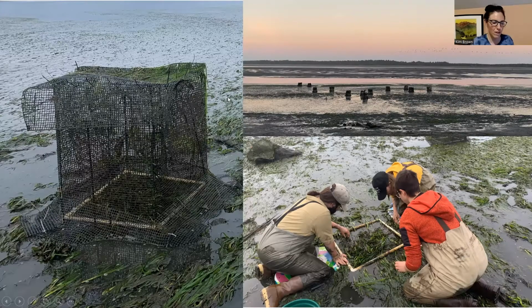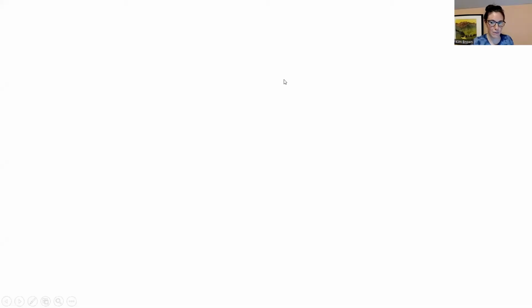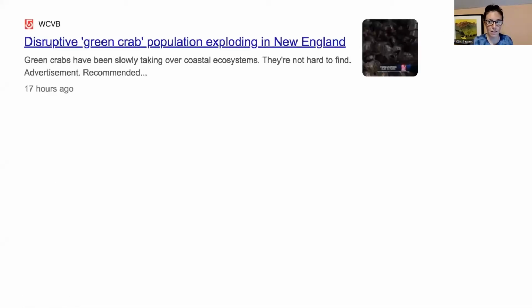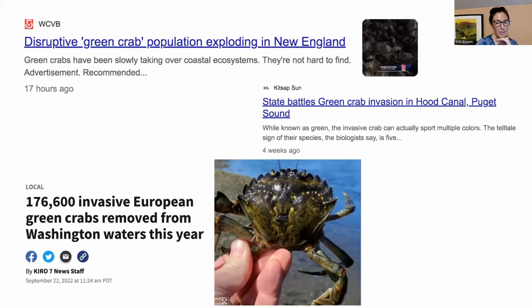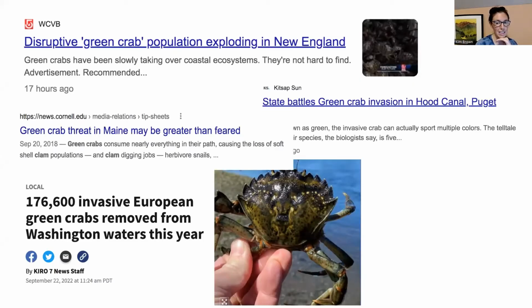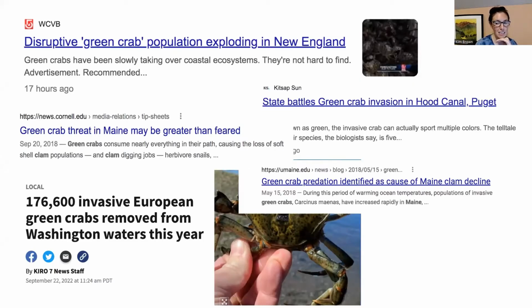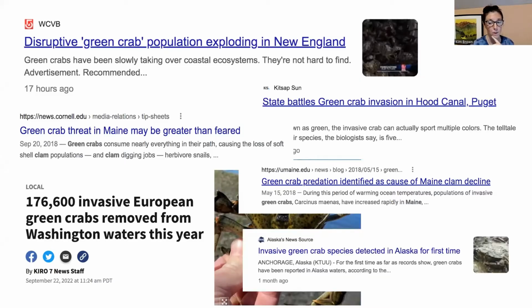But yeah, moving on. So if you have kept up on the news, you may have seen some recent headlines from across the country about green crabs. The first thing that you'll notice is that there's a lot of use of words like threat, invasion, decline, all linked to green crabs. So from New England to Washington to Alaska, these crabs are causing problems around the world and have been for decades.